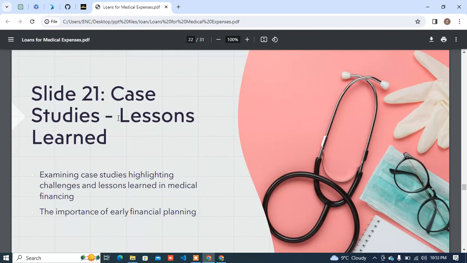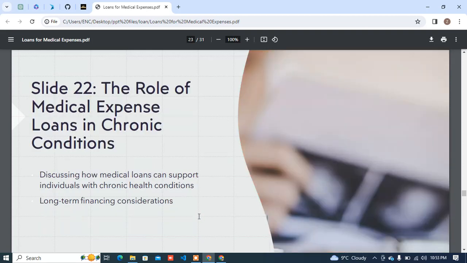Slide 21, case studies, lessons learned. Examining case studies highlighting challenges and lessons learned in medical financing. And point 2 is the importance of early financial planning.